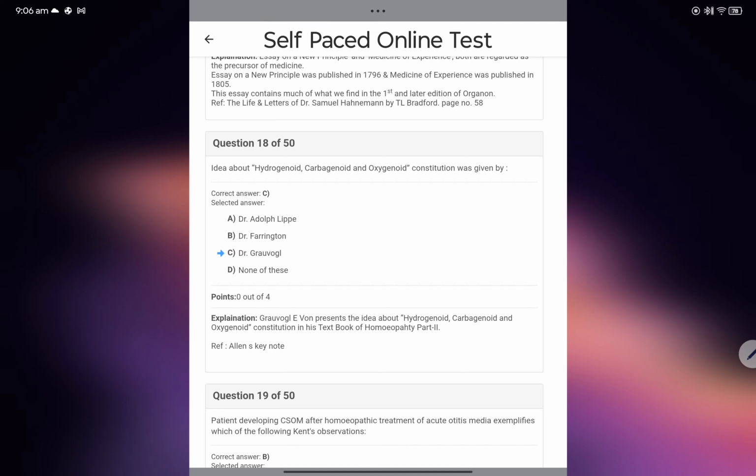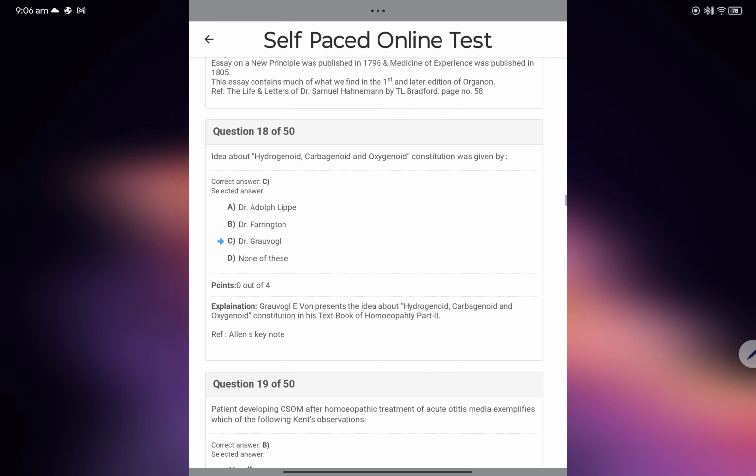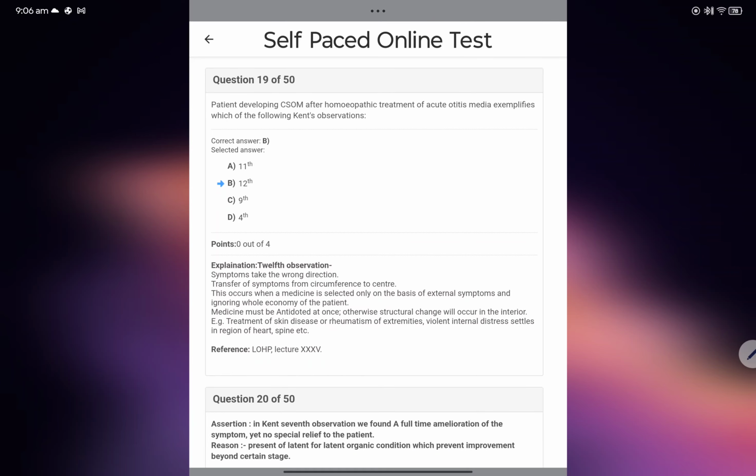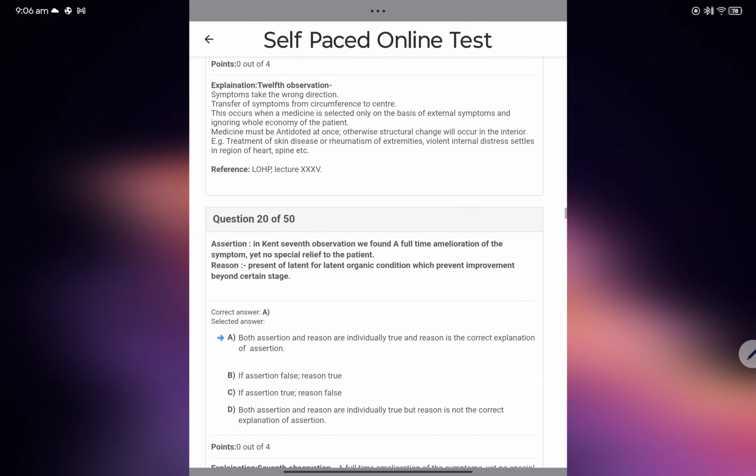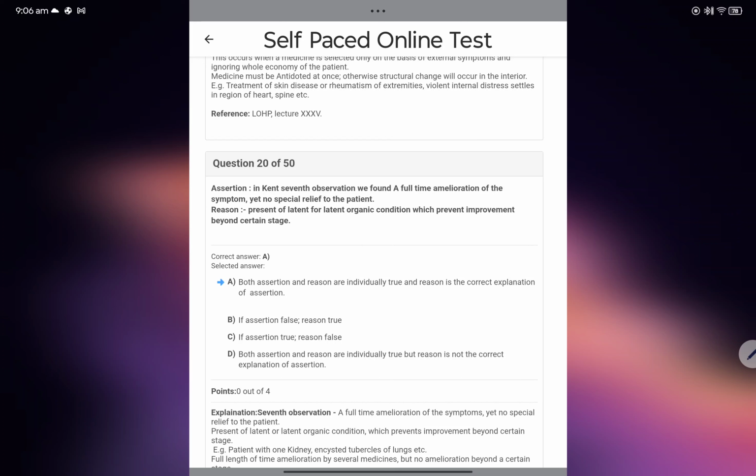Next question, idea about hydrogenoid, carbogenoid and oxygenoid constitution was given by Dr. Grauvogl. Dr. Grauvogl. Next question, patient developing CSOM. Okay, this is repeated. Next question, assertion reason based.